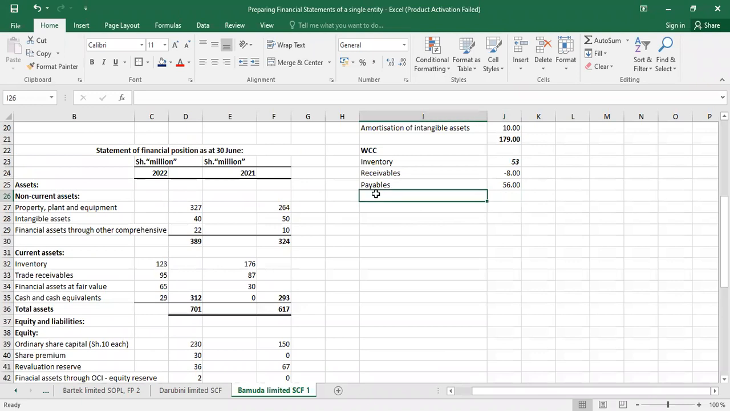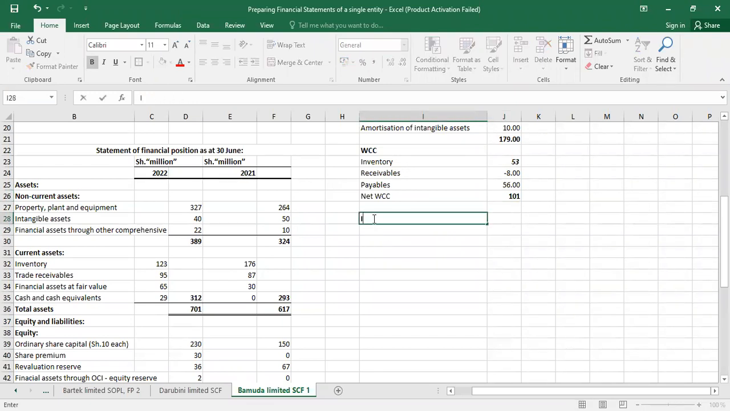Isn't it net working capital changes? So net WCC, Alt equals, control enter, control bold. Isn't it? Then maybe let me, here you can remove the interest paid. As I told you, now we remove interest paid and tax paid from here, isn't it? So let me skip one line, interest paid.